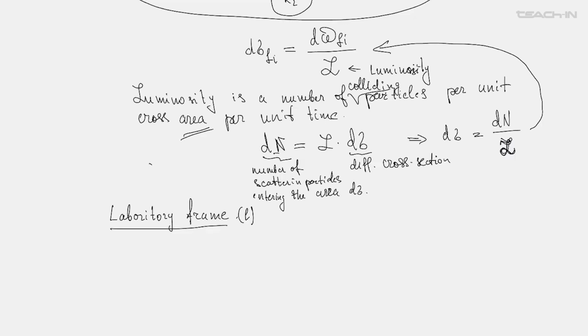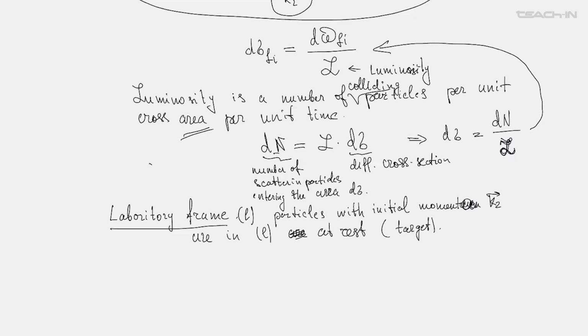So particles with initial momentum K2 are, in the laboratory frame, at rest. They play the role of a target. And the particles in the beam K1, in the laboratory frame, will have momenta K1 laboratory.